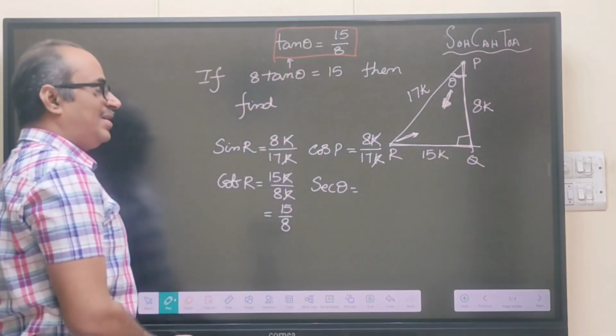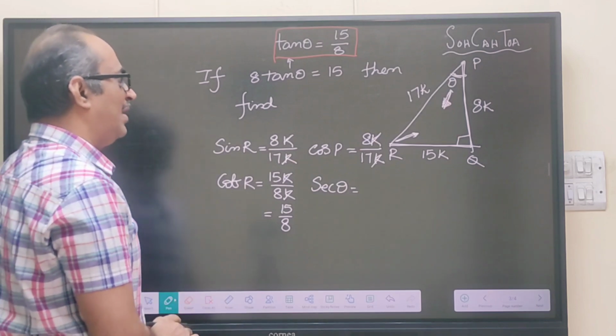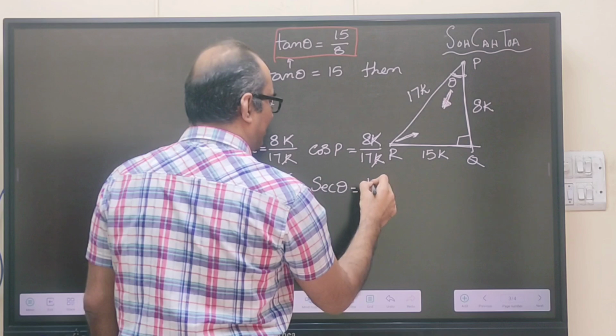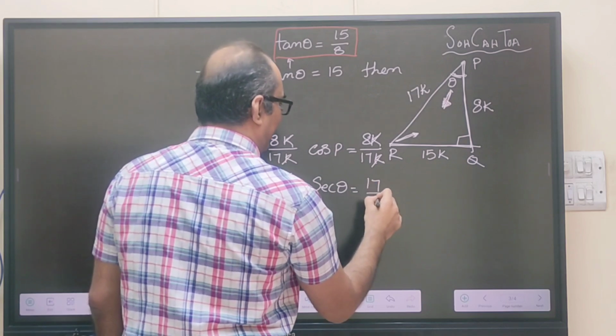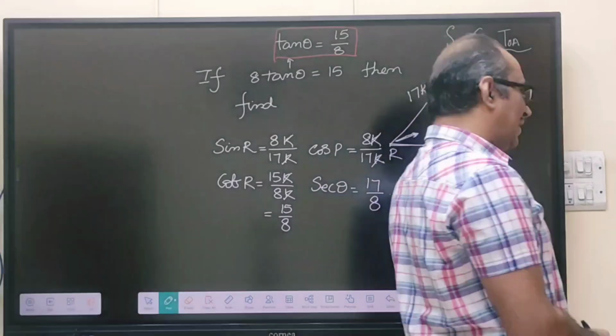If the angle is given, I prefer angle, or you can also go with vertex, no problem. Secant theta will be nothing but the reverse of cos, we know that. So we can say 17 divided by 8. Now that is another example, a simple example.